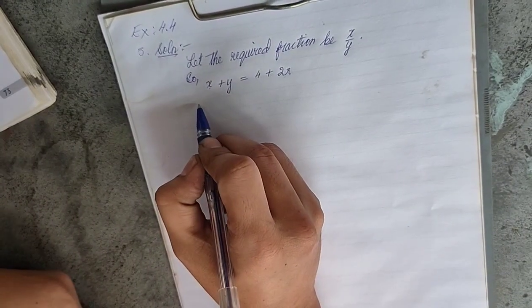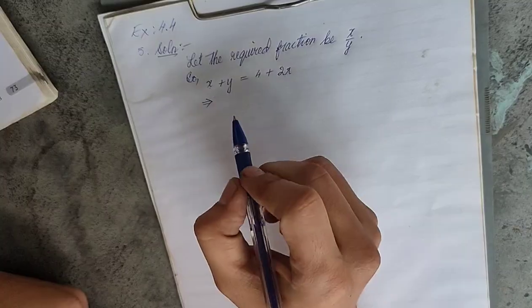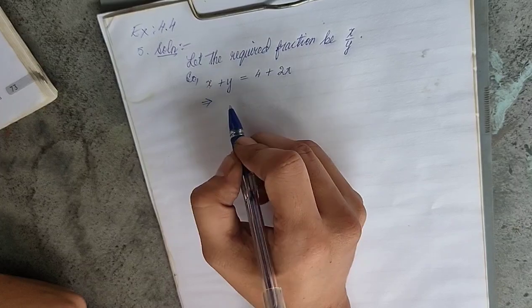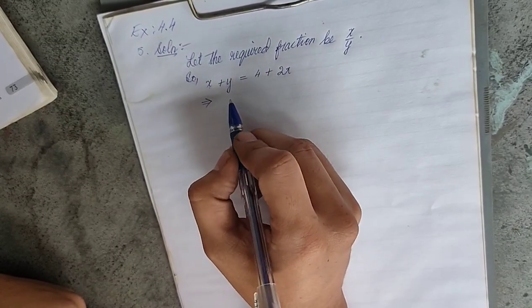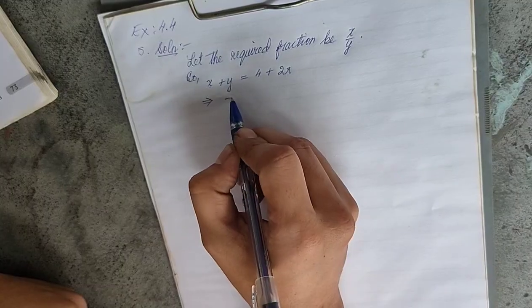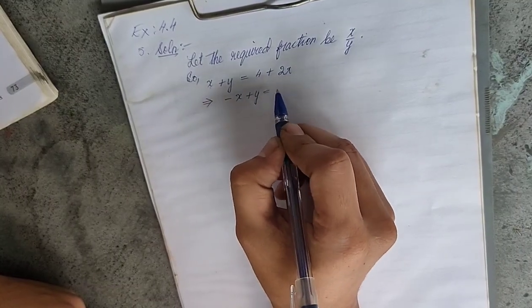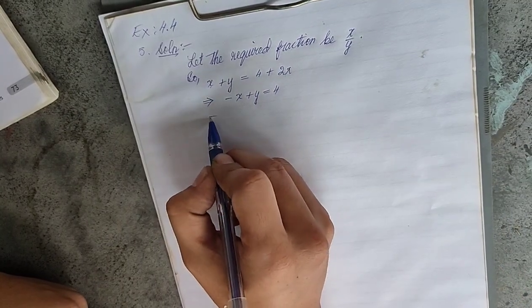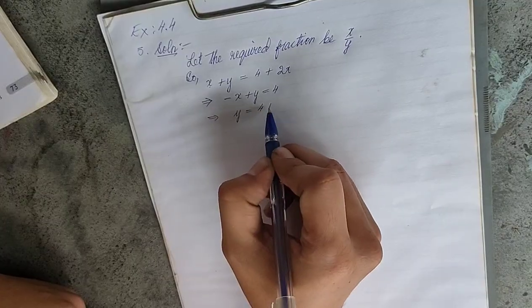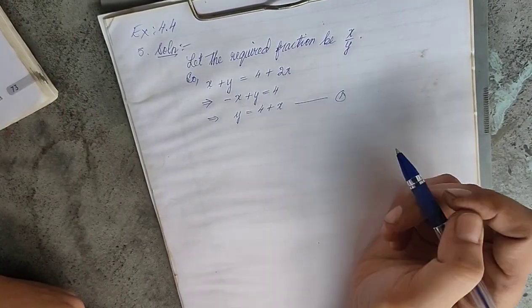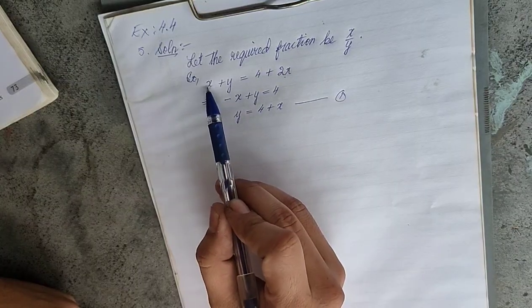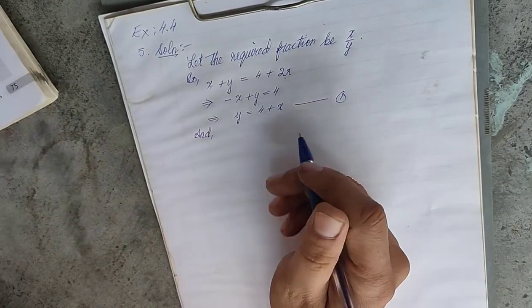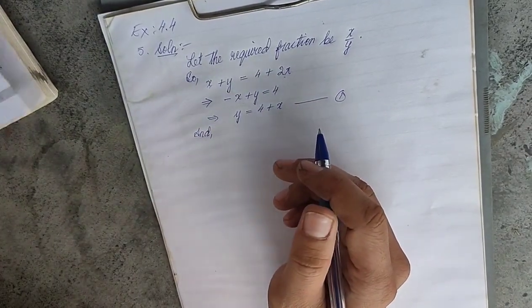We can simplify it: x minus 2x, minus x, plus y is equal to 4, so y is equal to 4 plus x. This is equation 1. Now the next sentence.